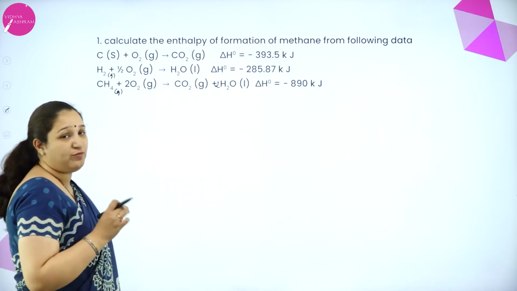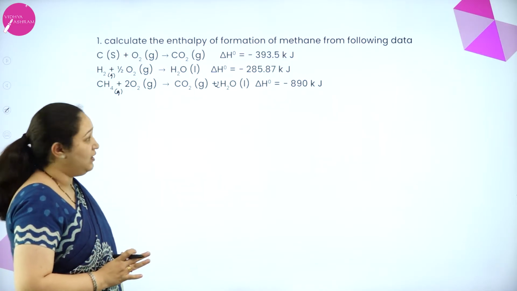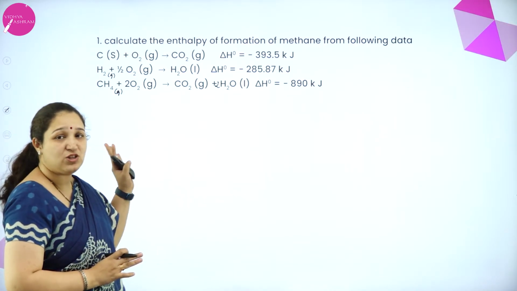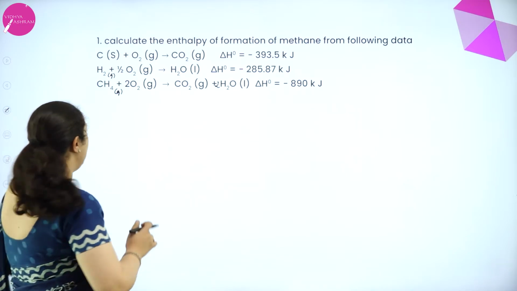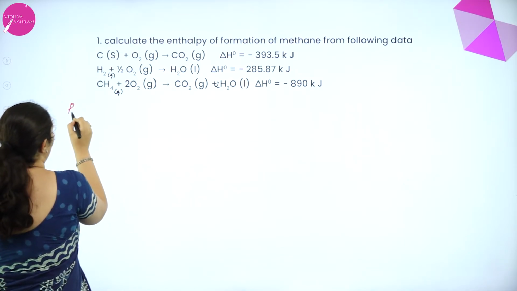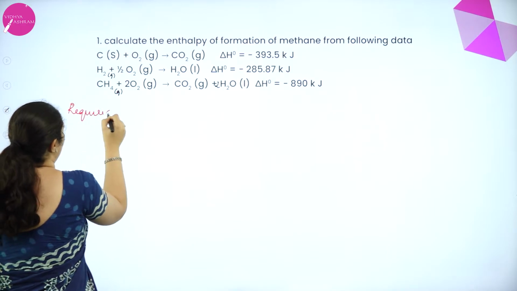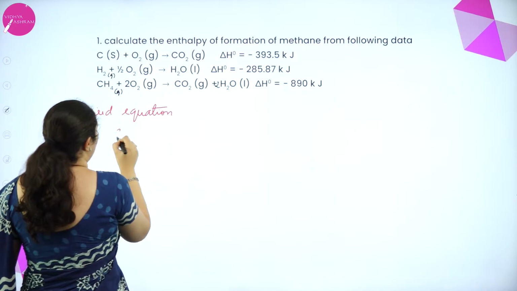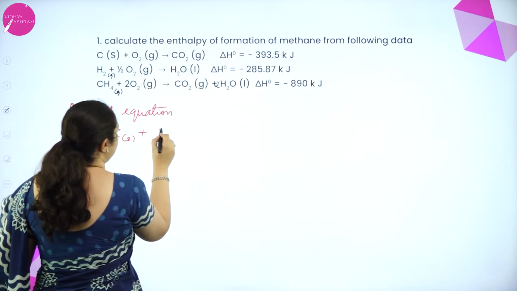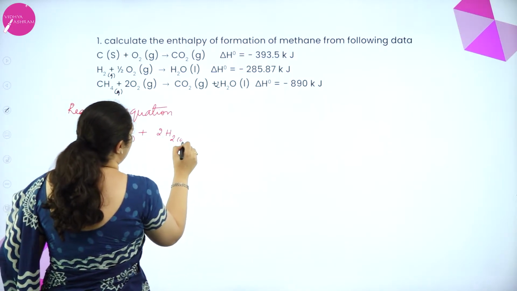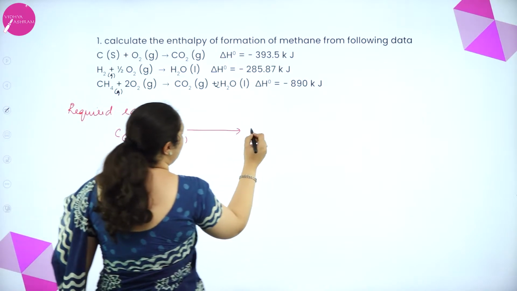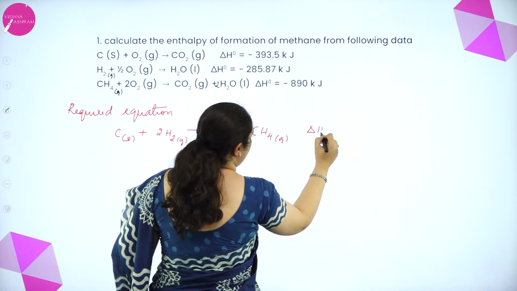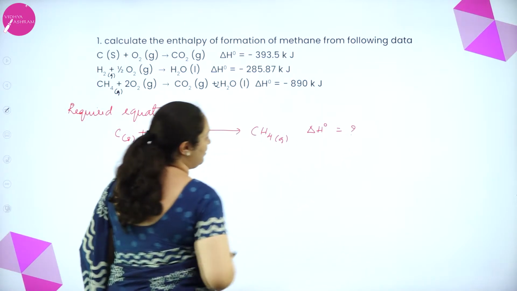Calculate the enthalpy of formation of methane from the following data. So these are the equations which are given. I have to calculate the formation of methane enthalpy. Okay. So first I will write the required equation. Required equation is carbon in solid state. I require 2 hydrogen which is in the gaseous state to form CH4 which is in the gaseous state. Delta H naught I'll have to calculate.